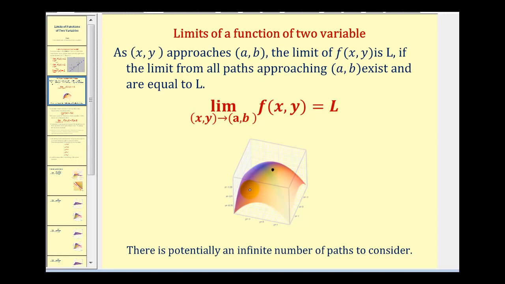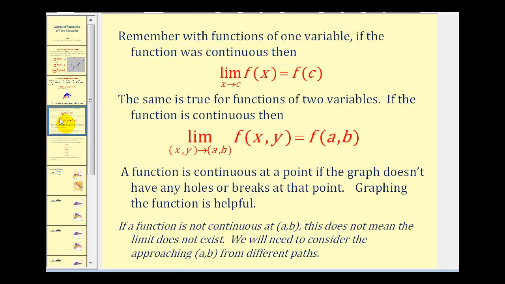So we could approach from this direction here, we could approach from this direction here, and there's an infinite number of paths that we could consider to determine if that limit exists. So we're going to have to figure out how we are going to determine a limit if there's potentially an infinite number of paths to consider. Well, there is one shortcut in some cases.